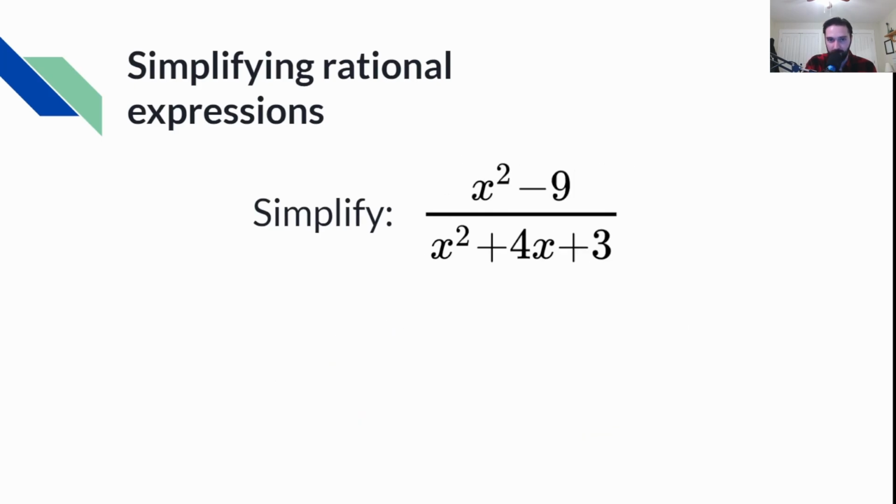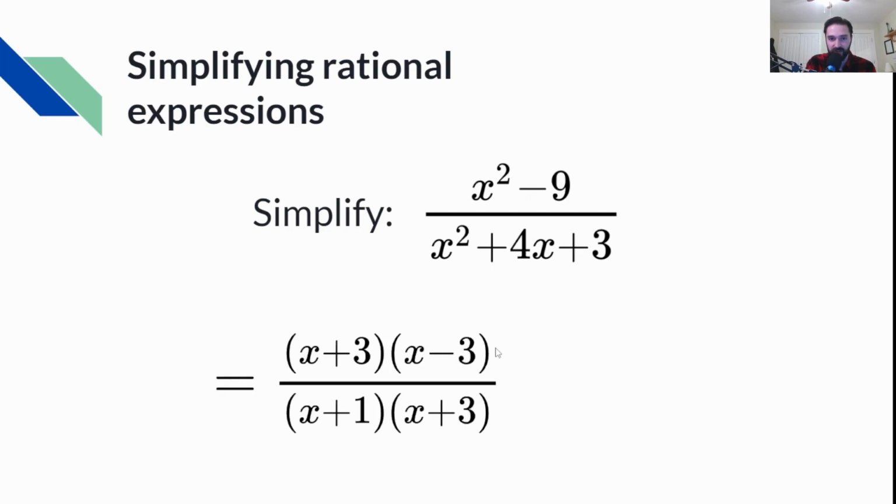Let's try another one. Here we're asked to simplify x squared minus 9 over x squared plus 4x plus 3. The top is the difference of squares, so we know how to factor that. And the bottom, we can factor like this after some trial and error. I'm not including the trial and error for the sake of brevity, but I encourage you to try it out yourself. Try to factor this and see if you can get the right answer, and then FOIL it to make sure you did it right.